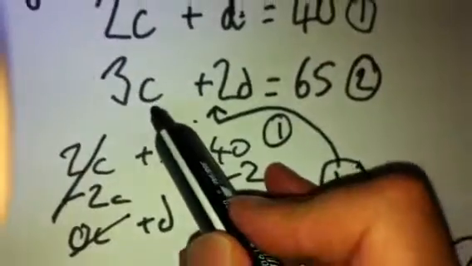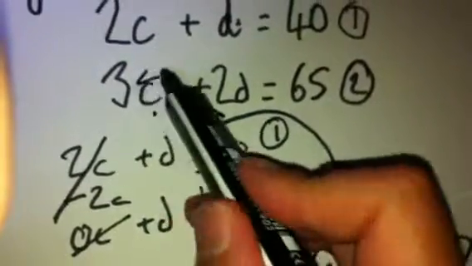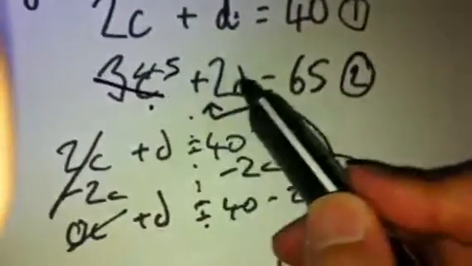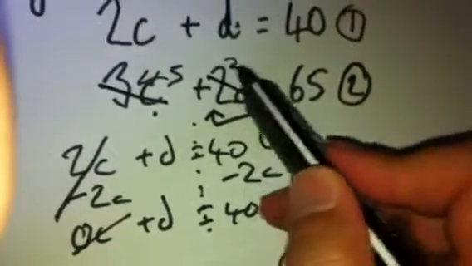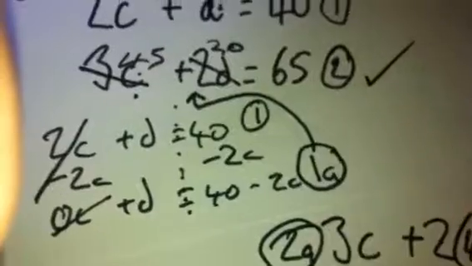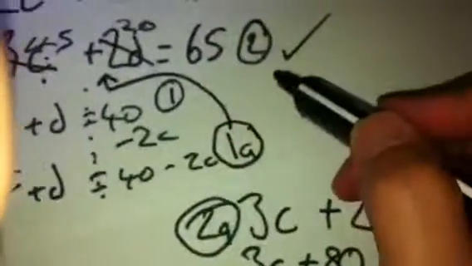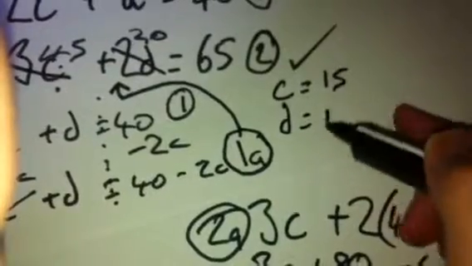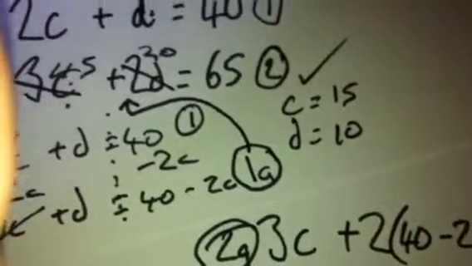How do we know if we're right? Let's go back to equation 2, the other equation, and just see if those numbers work. So, 3 times 15, that would be 45. Plus 2 times 10, that would be 20. 45 plus 20 does equal 65. Give it a tick, you know you got your answers. And if you're in an exam, just write out neatly at the bottom: C equals 15, D equals 10. You're going to get 100% for your algebra.